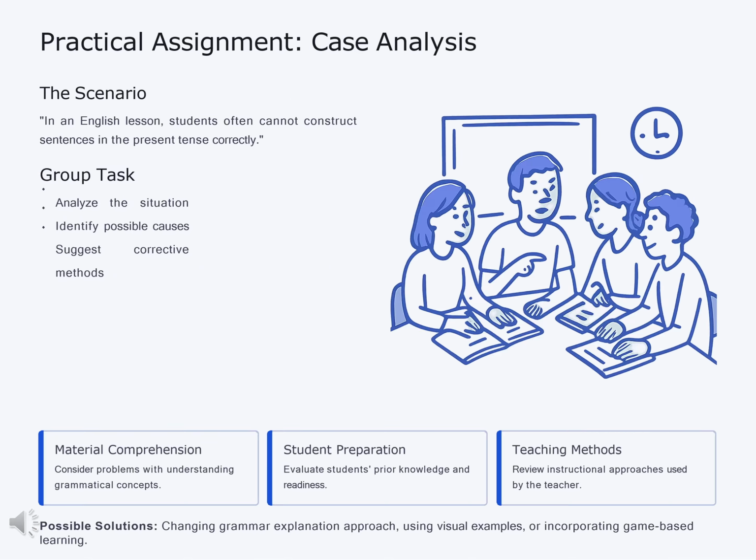The practical assignment is designed to transfer theoretical understanding into pedagogical analysis. Students are invited to consider a concrete case. Learners in an English class frequently fail to construct sentences in the present tense correctly. Their task is to analyze the situation, identify possible causes, and propose corrective methods. The structure of the task is methodologically well conceived. It directs attention to material comprehension, student preparation, and teaching methods, thereby encouraging future teachers to examine a problem from more than one angle. In this way, case analysis becomes a training ground for reasoned pedagogical judgment.